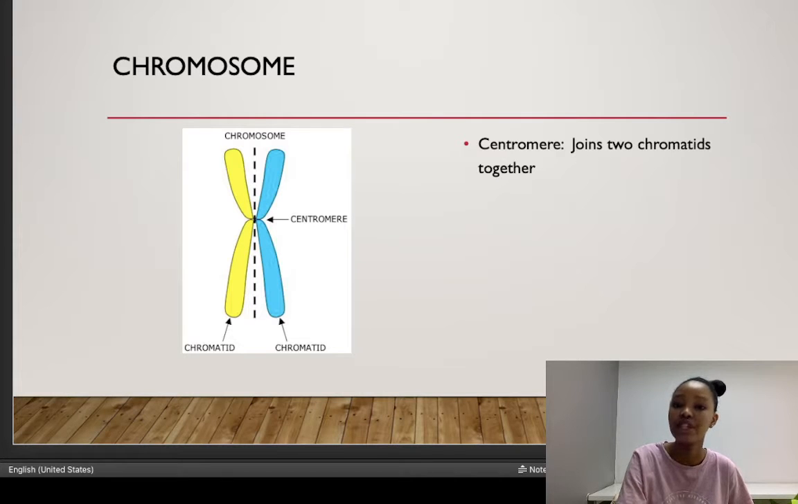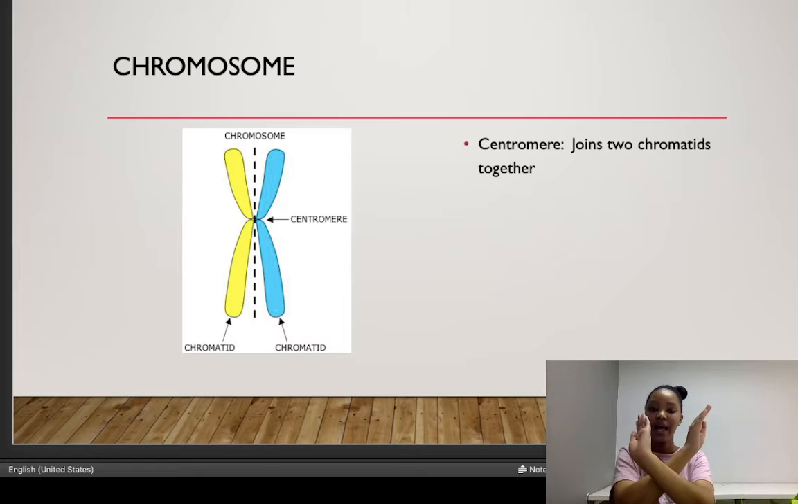So you should know the function of the centromere. But just by looking at the diagram, you can see the function of the centromere. It joins two chromatids together. It's like this, and these are the chromatids, and this part is what we call a centromere. It joins the two chromatids together.